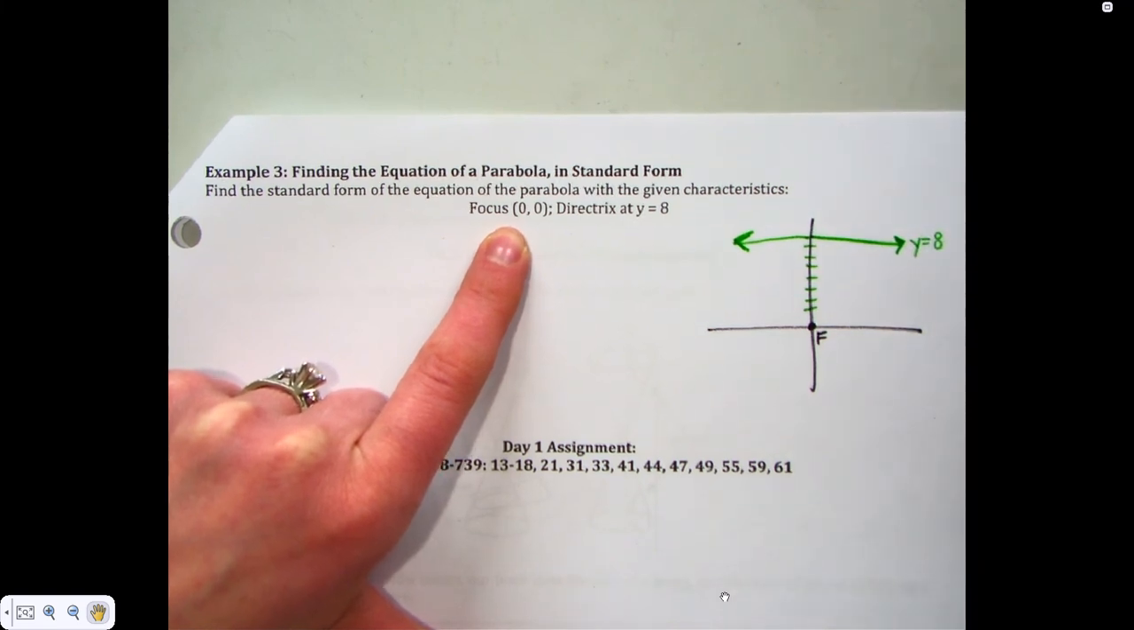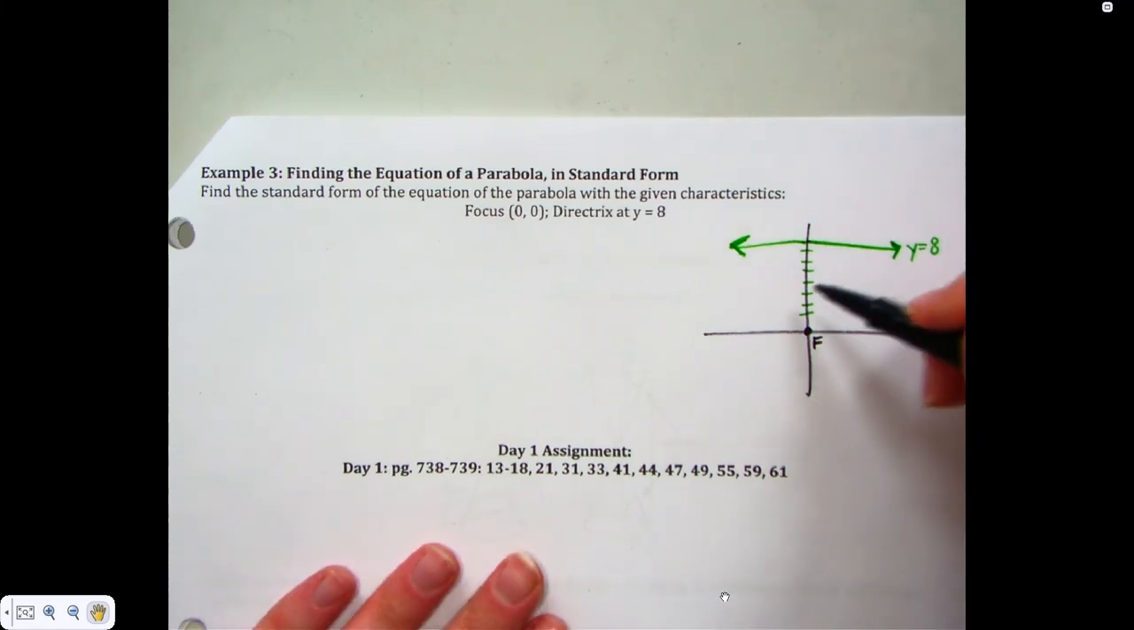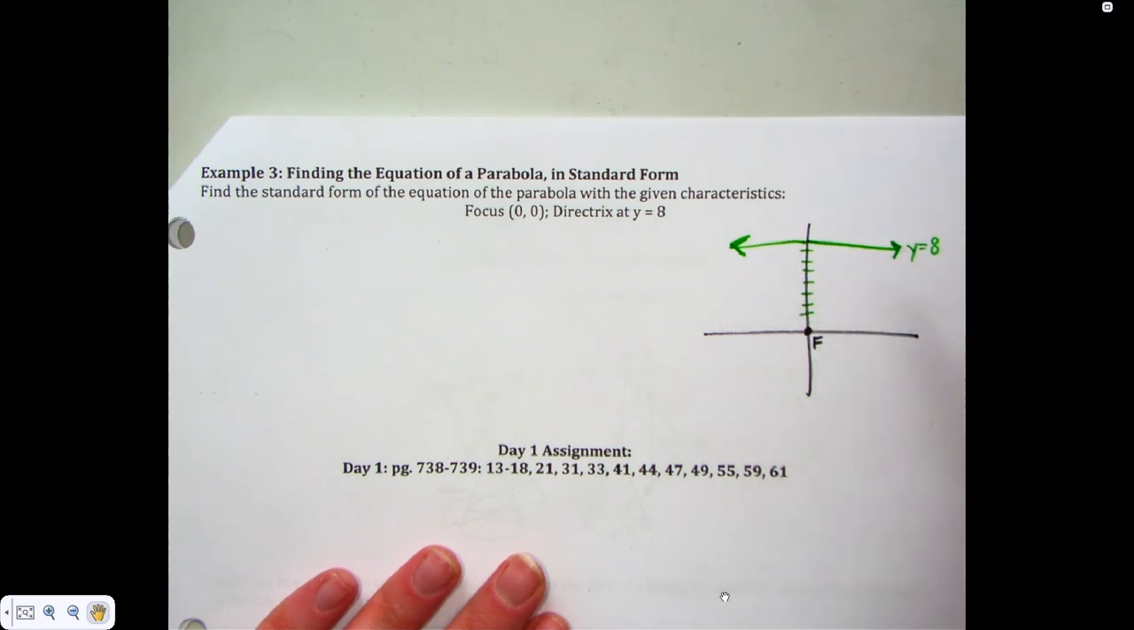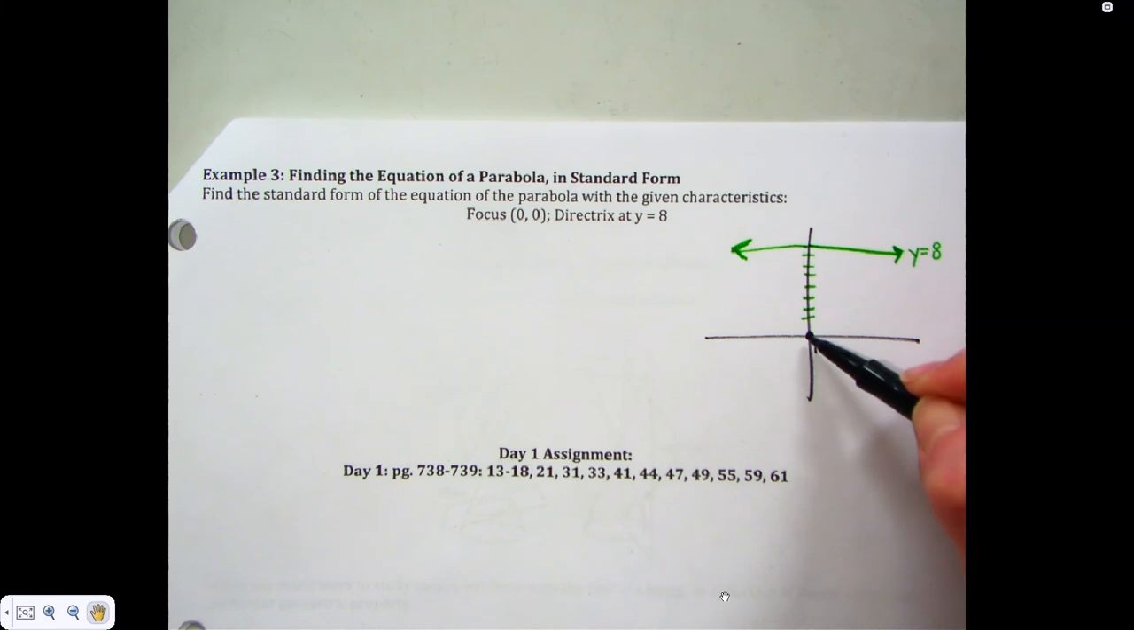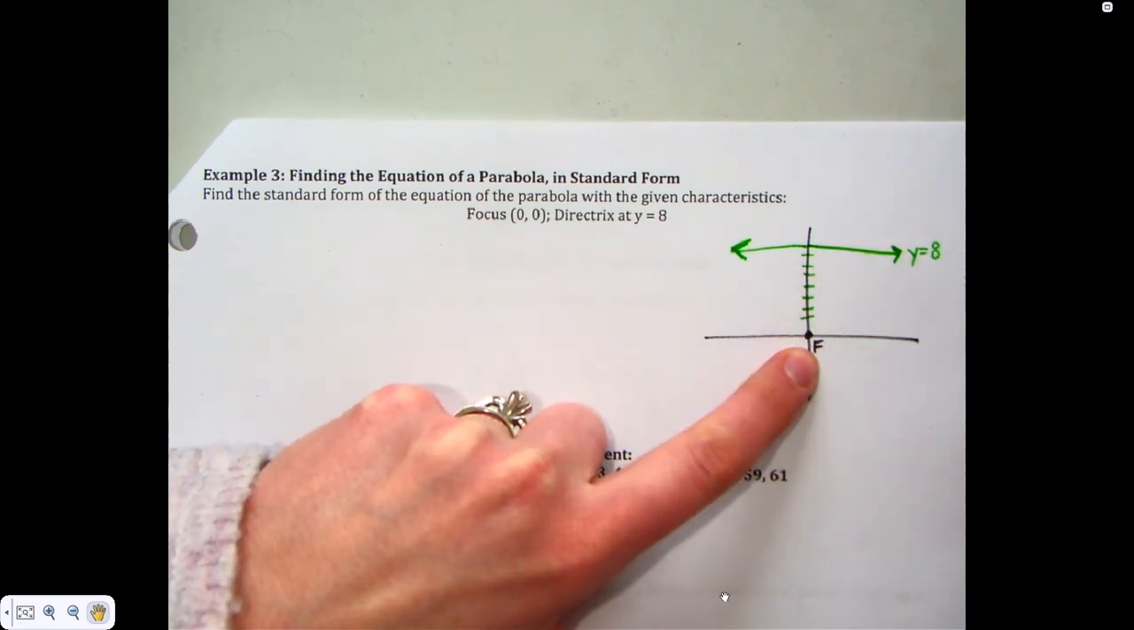Okay, so we have to decide first thing, are we opening up, down, left, or right? And recall that the directrix should be sort of floating outside the parabola. The focus is on the inside. So for example, I can't be opening to the right. I shouldn't intersect the directrix. I want to be opening down so that the bowl is eating up the focus and the directrix is outside. And you have that symmetry, right? The distance from the vertex to the focus and vertex to the directrix is the same.